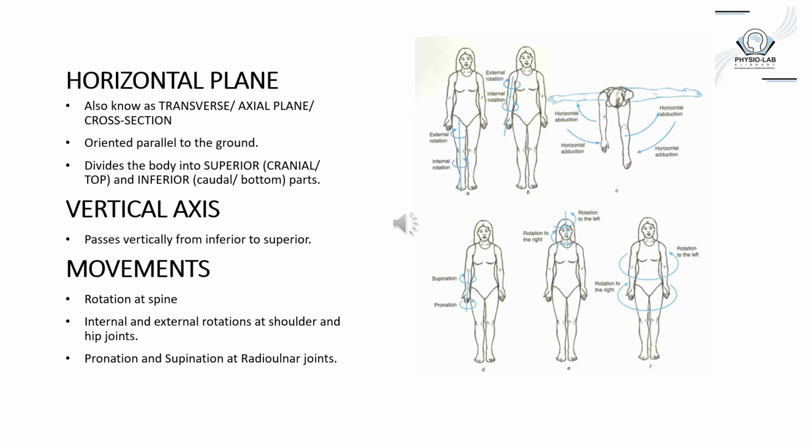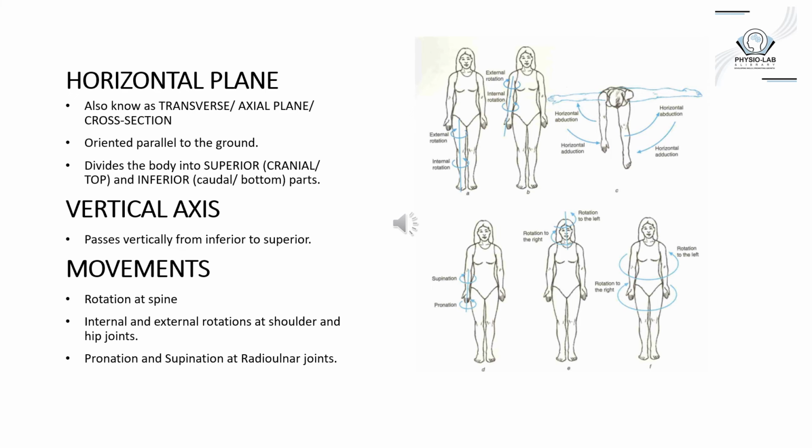Horizontal plane is also known as transverse plane, axial plane or cross section. It is oriented parallel to the ground and divides the body into superior and inferior parts. Superior parts are also called as cranial or top part, and inferior parts are also called as caudal or bottom parts.